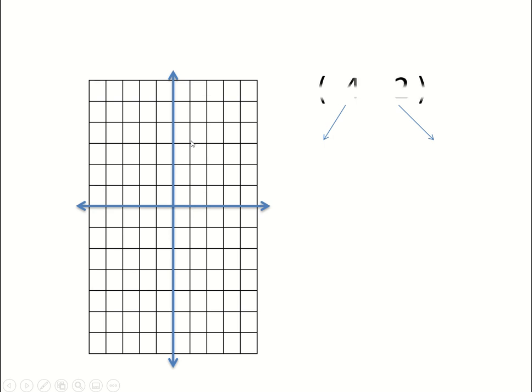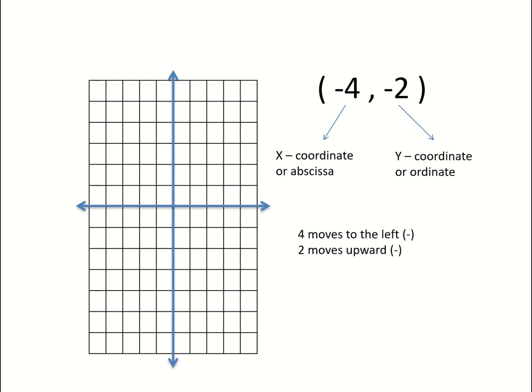Next naman, kung (-4, -2) ang binigay sa atin, yung x dyan ay yung negative 4 at yung y dyan ay yung negative 2. So, ibig sabihin, dahil negative, pababa naman daw ang punta o papunta sa left. So, papunta sa left, yung x, 4 na move. At 2 naman pababa sa y, kasi negative yung y, kaya ito ang location ng point natin sa graph. So, ibig sabihin, si (-4, -2) ay nasa quadrant 3. Okay? So, madali lang naman ito.